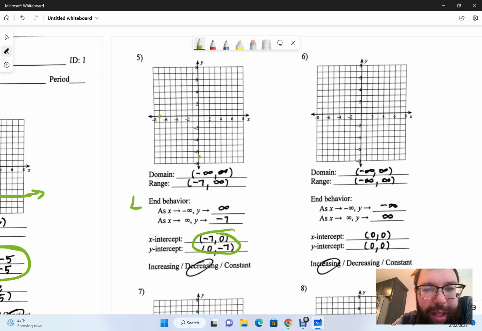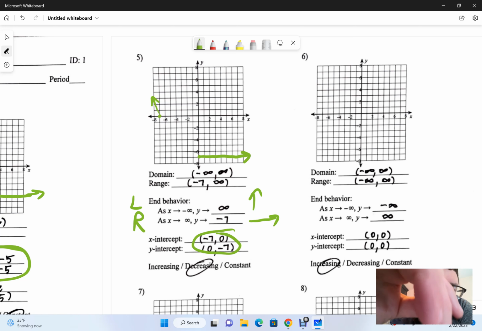As we go left, it's going up to infinity. So as we go left, I know it's going to go up. As we go right, it looks like it's going flat at -7. So it's already on -7, so it's just going to continue flat on -7. And then all I really have to do is just connect those two intercepts, and I will have my line.